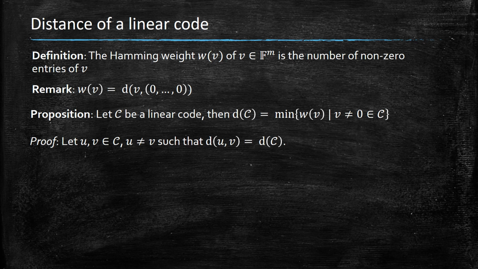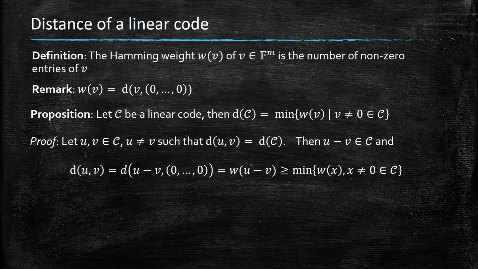Now, the proof of that. Suppose that you have U and V different such that their distance is exactly the distance of the code. Then, because the code is linear, U minus V is in C, and the distance between U and V is, by linearity, just the distance between U minus V and 0, which is the weight of U minus V, which has to be at least as large as the minimum of the Hamming weights of all non-zero code words. So we have one inequality here, which says that the distance of the code has to be greater than or equal to the minimum of the Hamming weights.